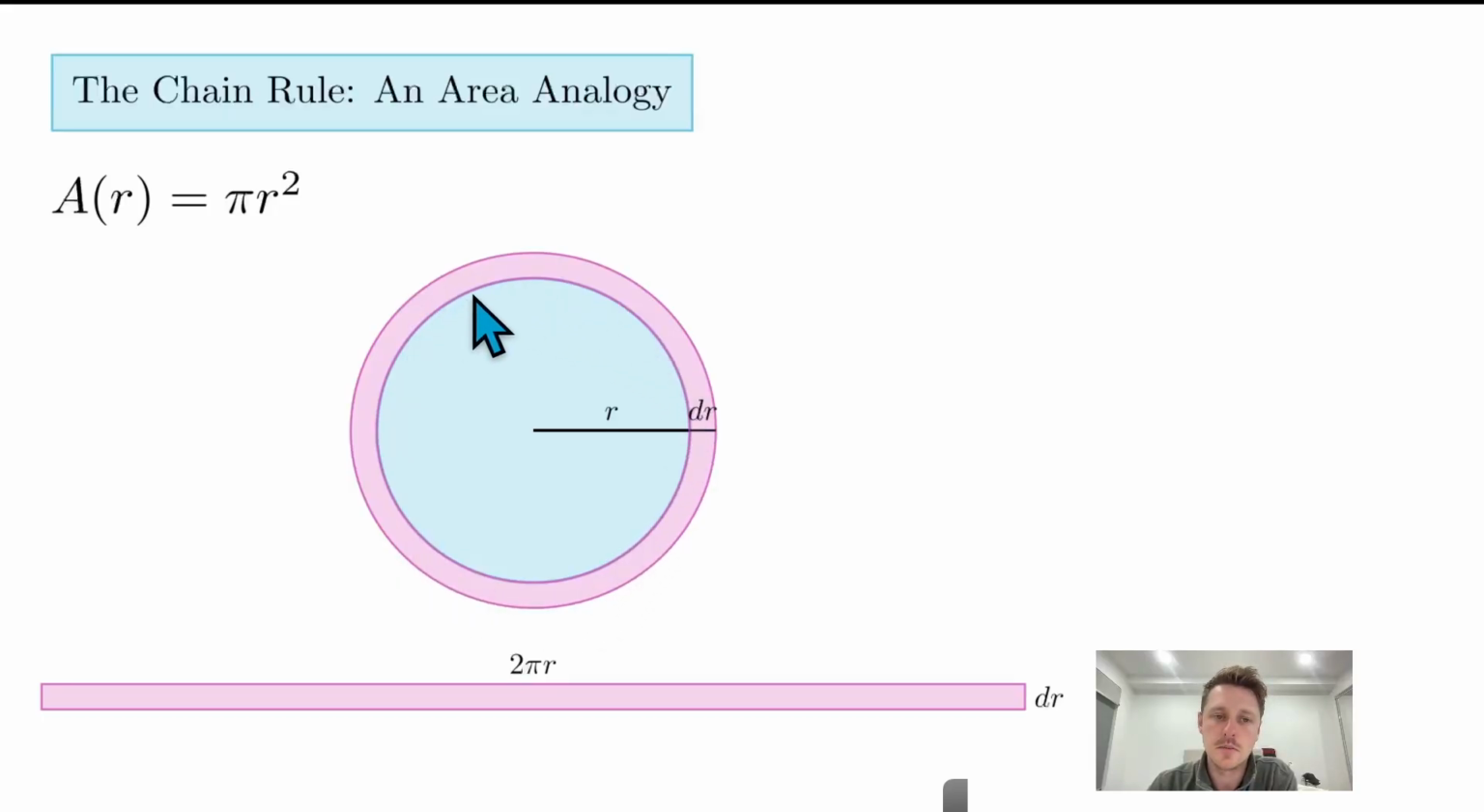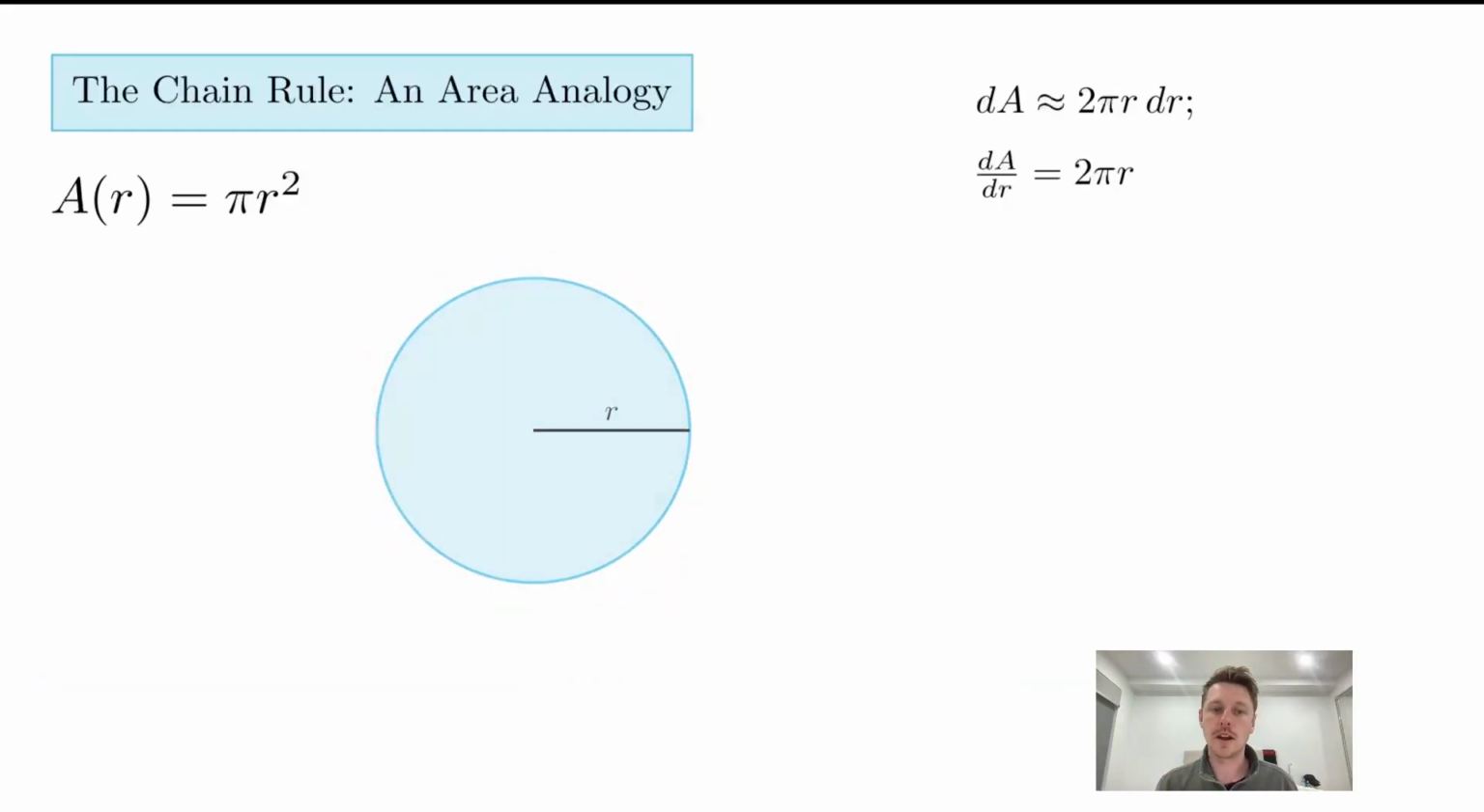I know you're probably screaming that the length around this inner part of the circle is different to the length around this outer part of the circle. We're going to take the situation where dr is really small. So this is an approximation, but if dr is really small, then it's a very good approximation. So if we write down what we know, dA, which is the change in area, is equal to 2 pi r multiplied by dr.